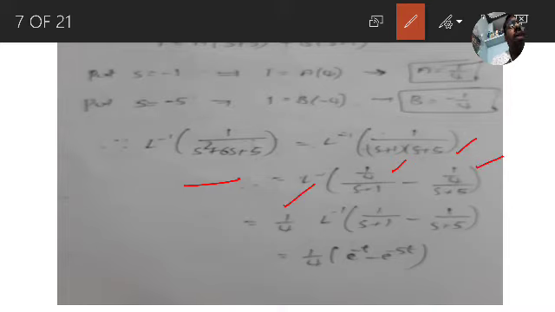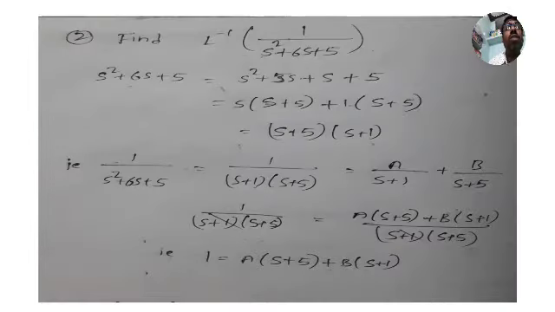Take 1 by 4 common. L inverse of 1 by s plus 1 minus 1 by s plus 5. Using standard formulas, you will get the answer 1 by 4 into e power of minus t minus e power of minus 5t. This is our second problem. This is our first slide of the second problem. Note it down.